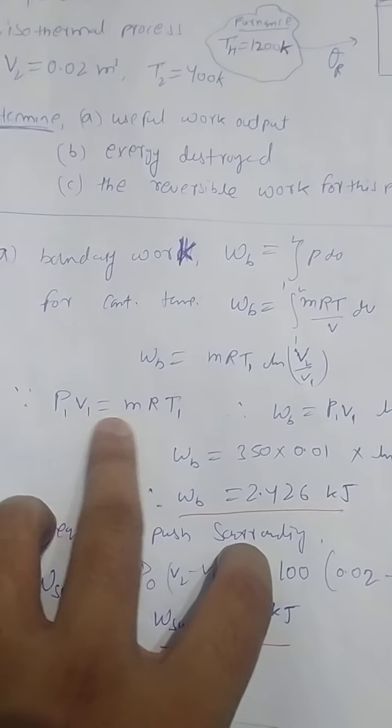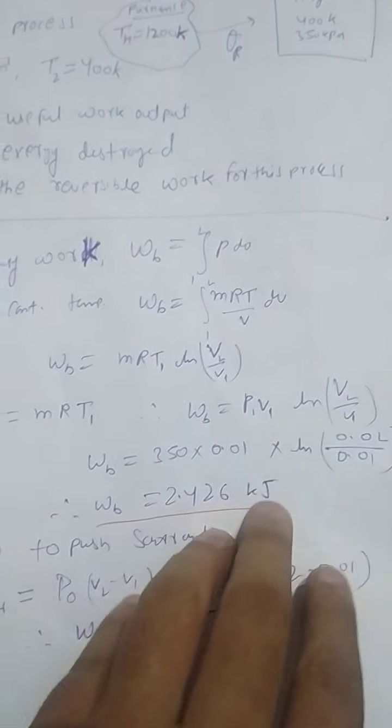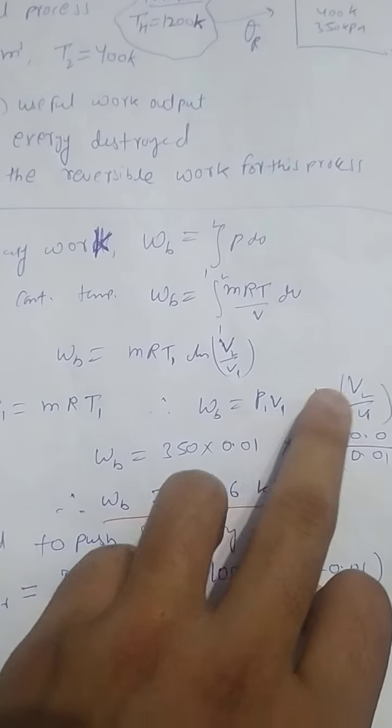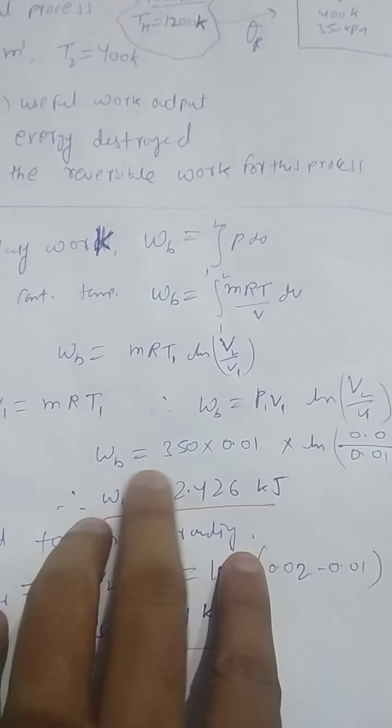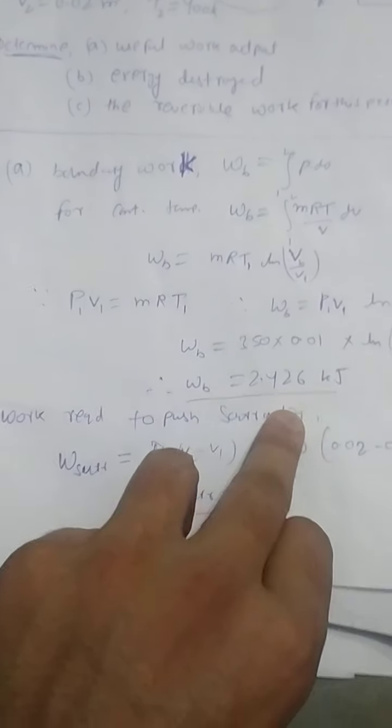So P1 V1 equals MRT. So MRT can be replaced by P1 V1. So W is equal to P1 V1 logarithmic V2 over V1. P1 we know, V1 we know, V2 over V1 we know. So putting all these values, the boundary work comes out to be 2.426 kilojoule.